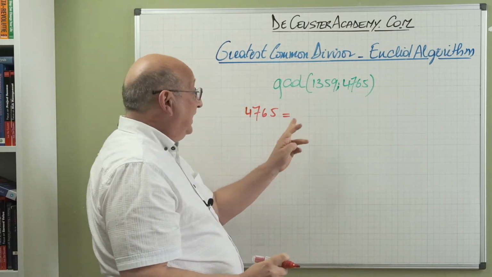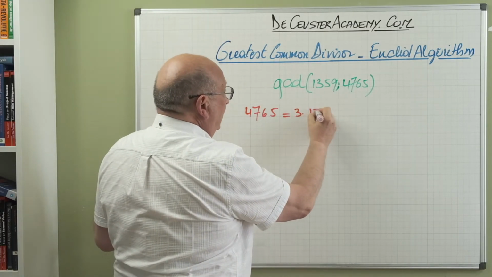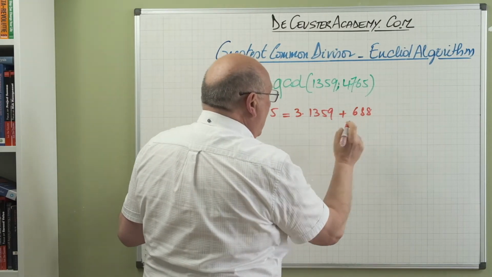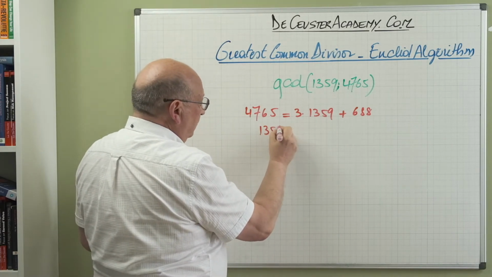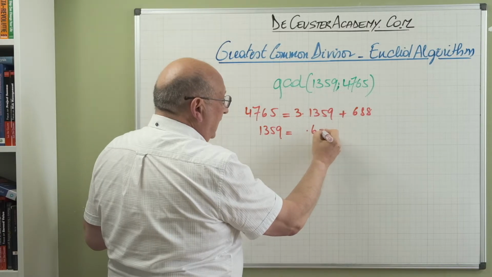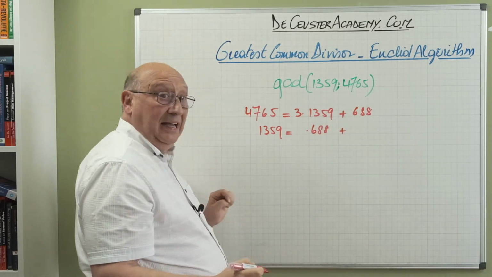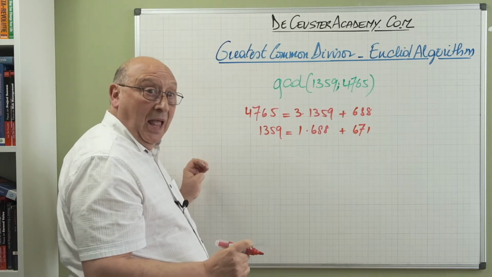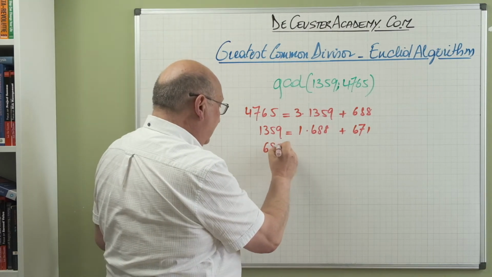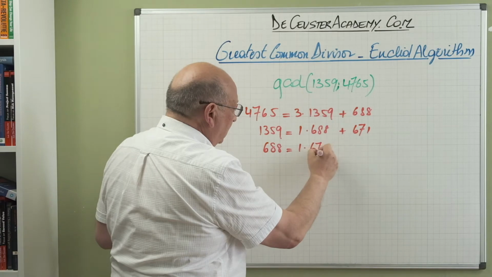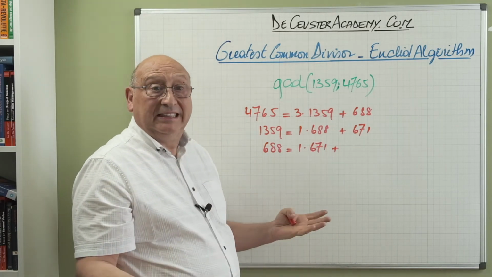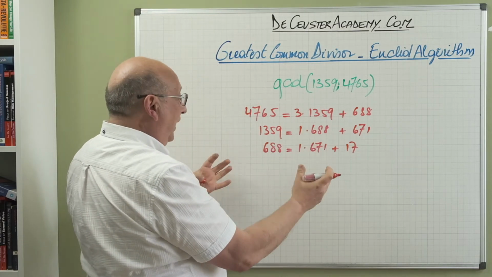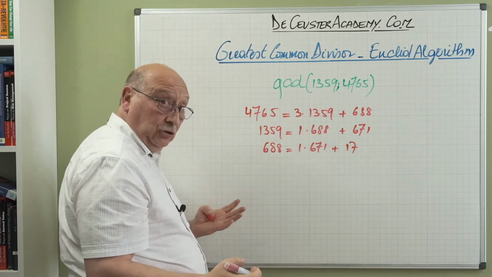So we have 4,765, which is in fact 3 times 1,359 plus 688. Now we take 1,359 and we see how many times 688 goes in, and that's 1 time plus a remainder of 671. Then we say 688 is 1 times 671 plus 17. And here you will see where the difference is, because here it's still quite okay. We have 3 calculations, 3 subtractions here.